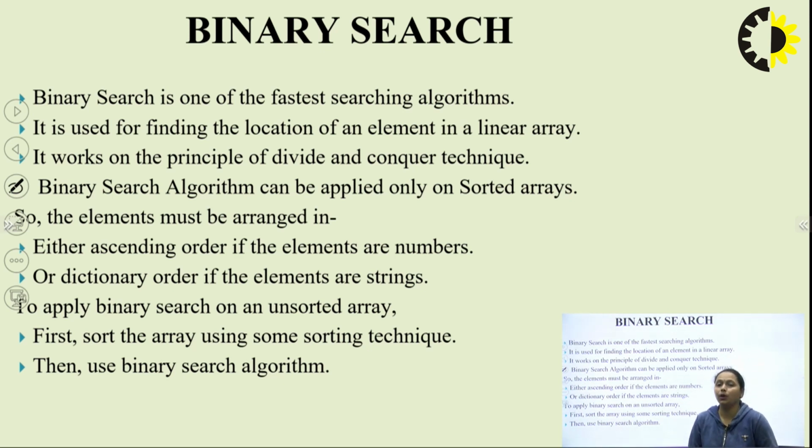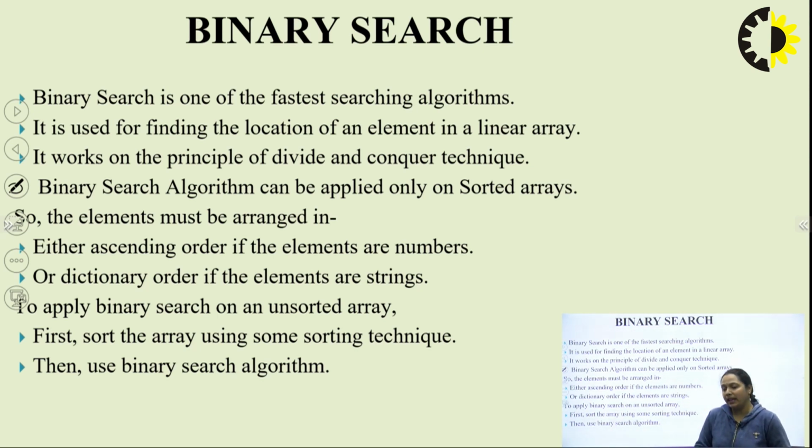Why is it fast? Because it works on the concept of divide and conquer. It first divides the data into 2 halves and then searches for the data in 1 half only. Again, if data is not found, then that particular half is further divided into 2 halves and then data is searched.